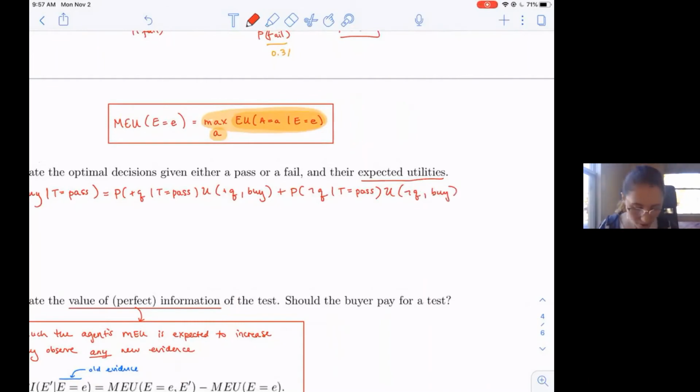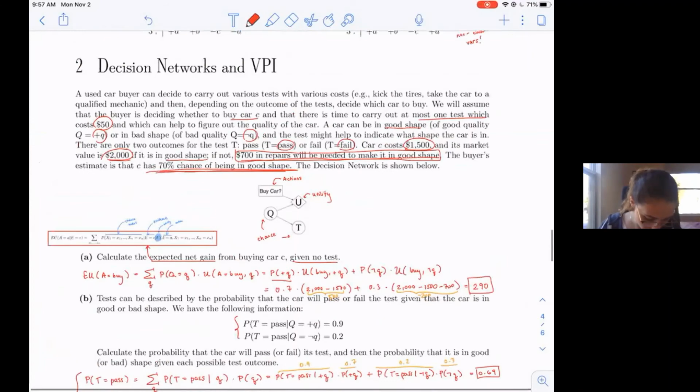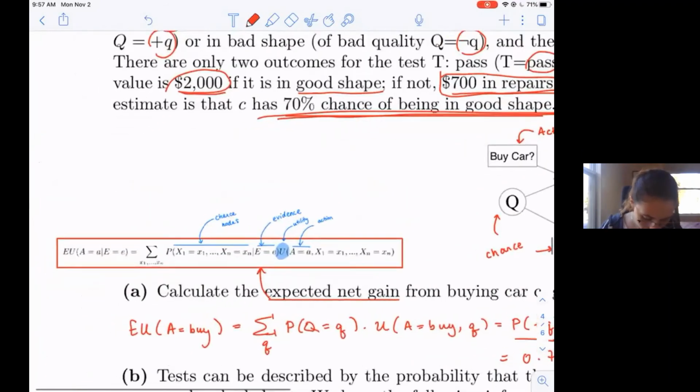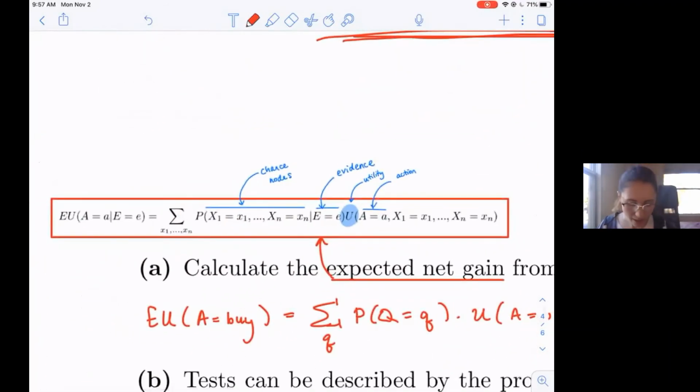So this equation is just exactly that same equation from up here that we used in part A, but now I actually have evidence, which is information about whether or not I passed or failed the test. And so that's going to be involved here in this computation of this initial probability.